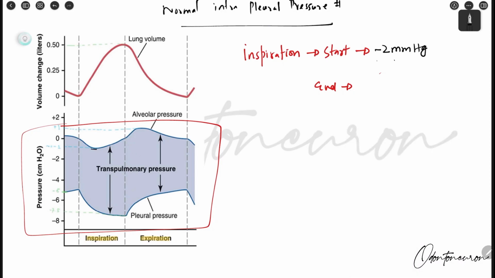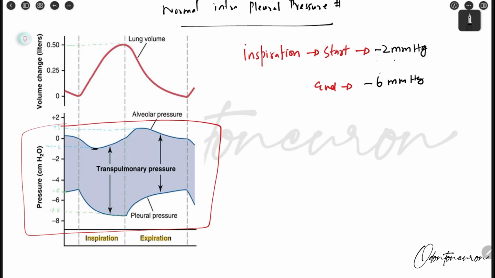Okay, this is where you start your inspiration. It's a minus 2 mmHg. Now, once you end your inspiration, it's around how much? Minus 6 mmHg. This is where you end. So you start around here and you go on.